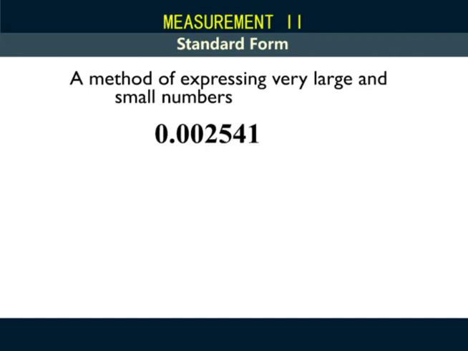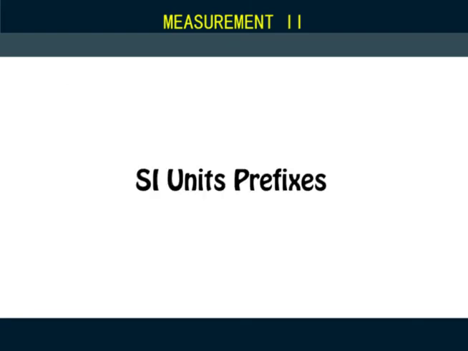So, 0.002541 in standard form. The number between 1 and 10 will be 2.541. The decimal moved 1, 2, 3 steps towards the right, so times 10 raised to power negative 3. It's that simple. We use standard notation to express the submultiples and multiples of the SI units of measurement.